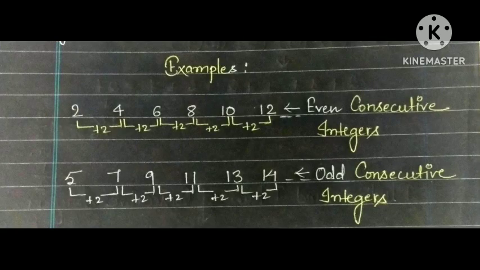Look at examples. These are the even numbers having the difference of 2. Next, we observe the odd. Now that you know consecutive integers and how they can be odd or even, let's look at how you go about working with their summation.